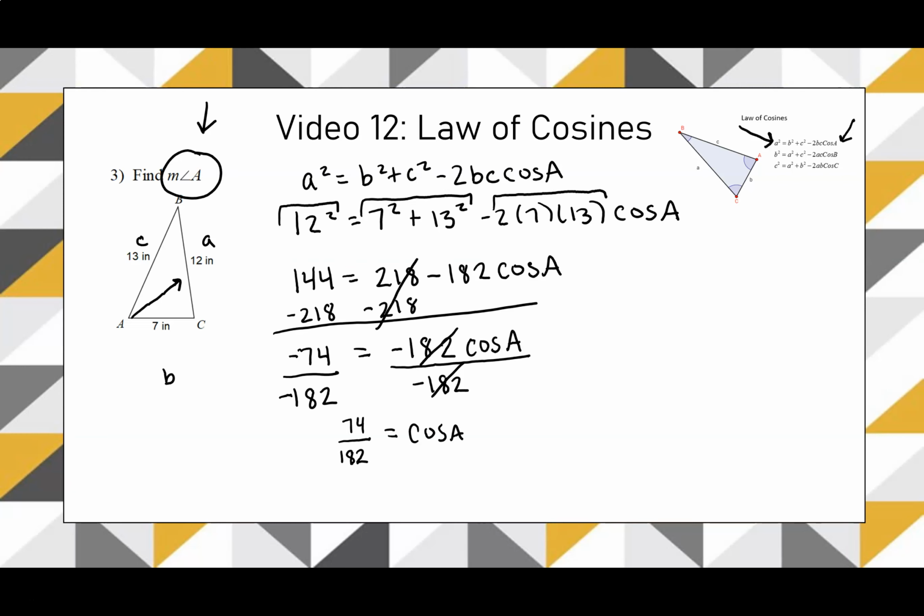And now at this point you should say, oh, I want to find an angle, so I better take the inverse of both sides. Well, if I take the cosine inverse of this side, it just leaves me with angle A. Okay, and then this is going to be cosine inverse of 74 over 182. Okay, doing that in my calculator, remember, press second then cosine. That's going to leave me with measure of angle A is equal to roughly 66 degrees.